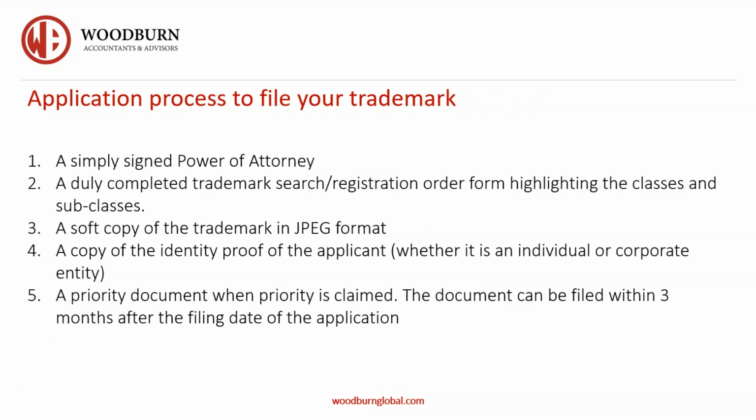Now, this is how easy it is to process your trademark. Actually, you only need 4 documents. You need a power of attorney to allow your lawyer or corporate service provider to register the trademark on your behalf. You need a trademark search or registration form highlighting which classes and subclasses you want to register in. You need a soft copy of the trademark in JPEG format. And you need a copy of the identity proof of the applicant. So if it's an individual, a passport copy. If it's a company, the business license. It is so easy. I cannot emphasize how easy this is. Okay, that's all you need.